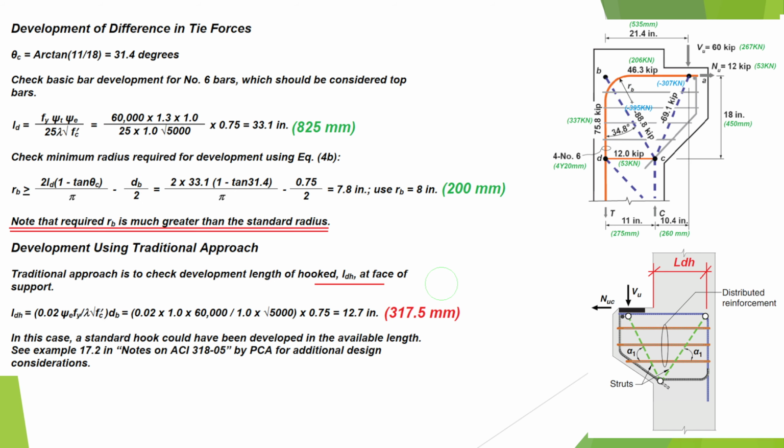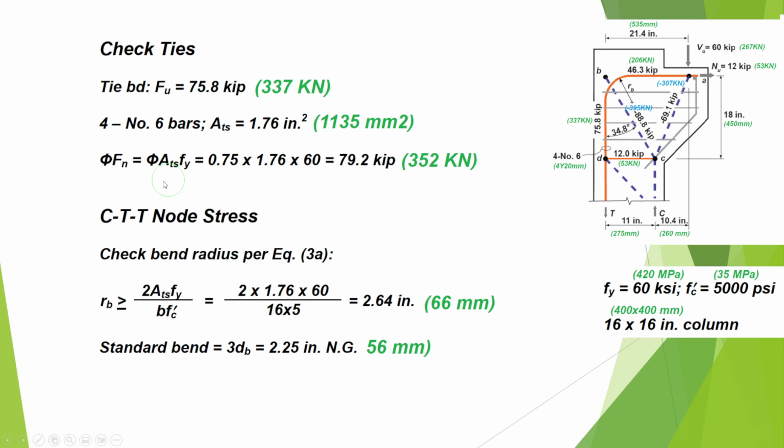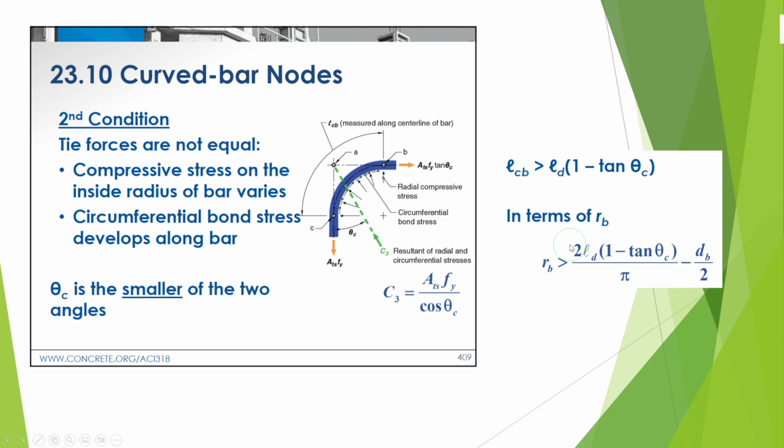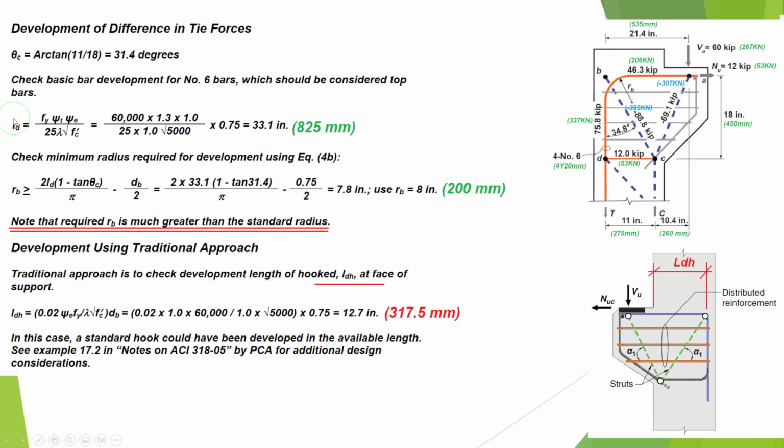Okay, if we go for now the second condition, that once the T2 is not equal to T1, to calculate this minimum radius, we have to find the development length. Why? If you look for this equation here, we have development length of the bar. So we need now to calculate the development length.